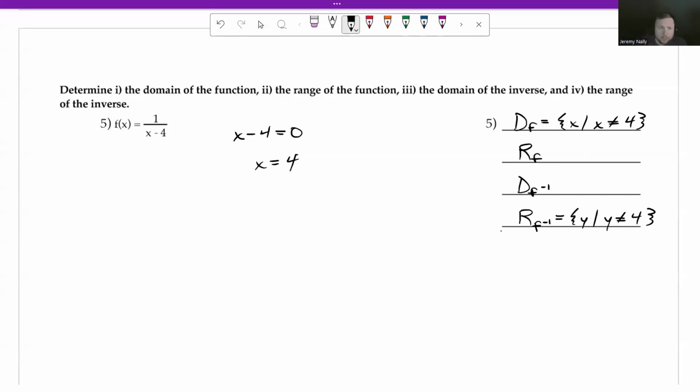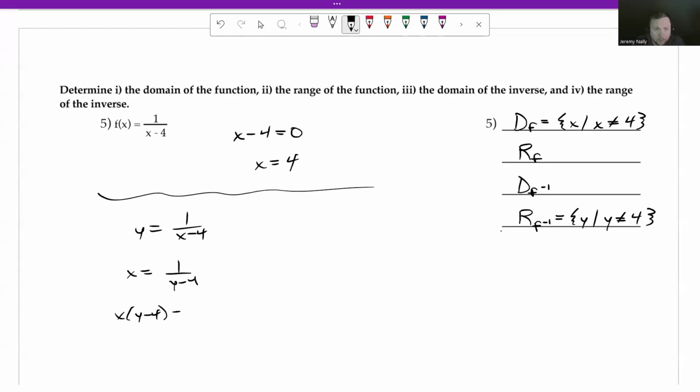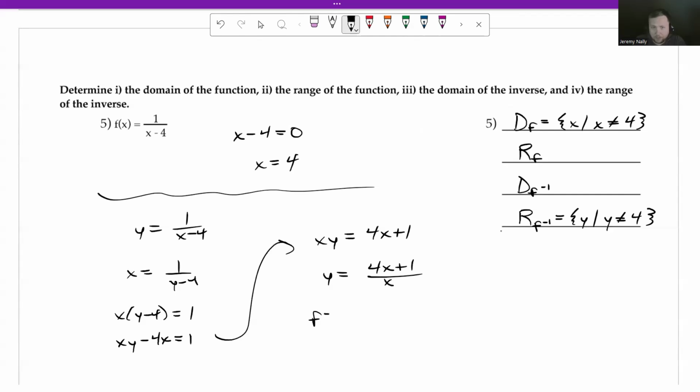Okay. Then what we can do is we can find the inverse. So now solve for y. So we have x times (y minus 4) equals 1. So xy minus 4x equals 1. So xy is equal to 4x plus 1. And then divide both sides by x, and we have y equals (4x plus 1) over x. So then there's our inverse function.